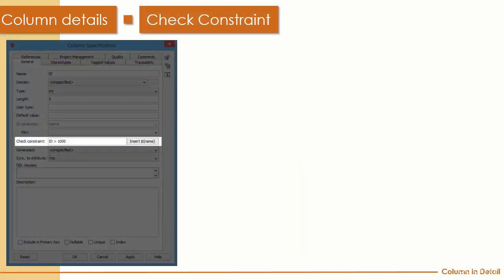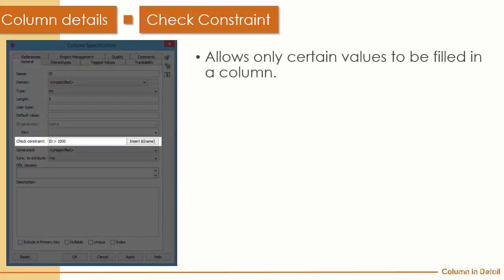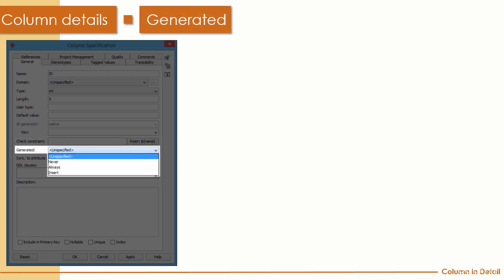After that is the check constraints. It allows only certain values to be filled into the column. It's used when you generate the database and you insert the data. If the value does not fall in this range, this constraint, then you will get exceptions when you insert data into the table.